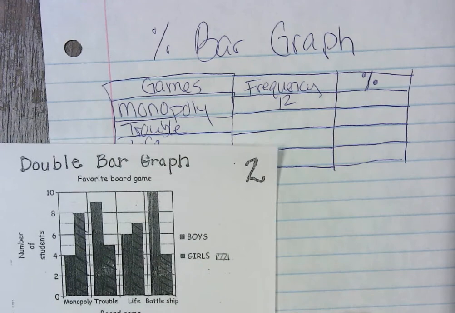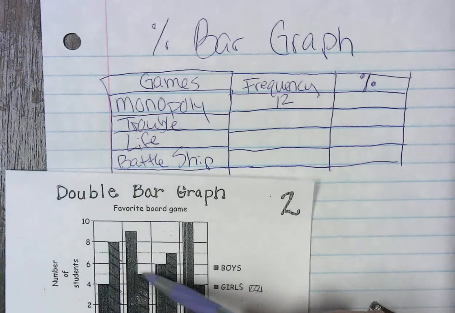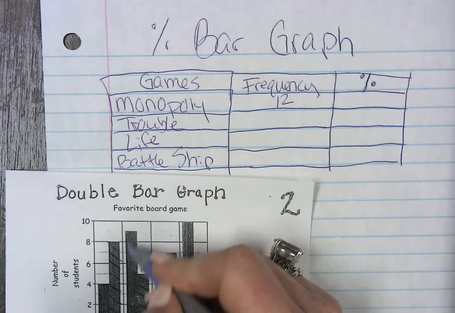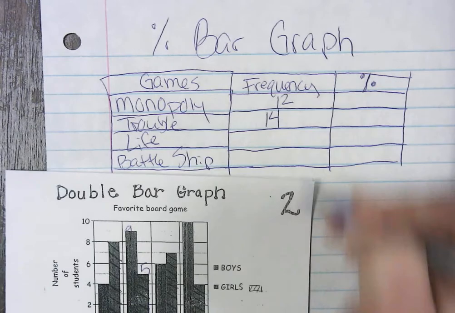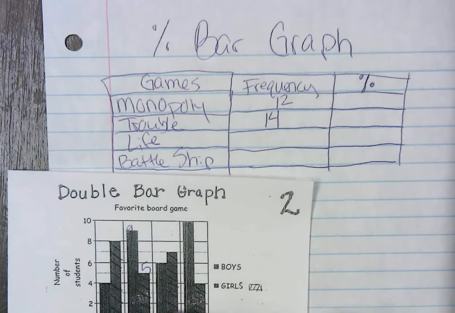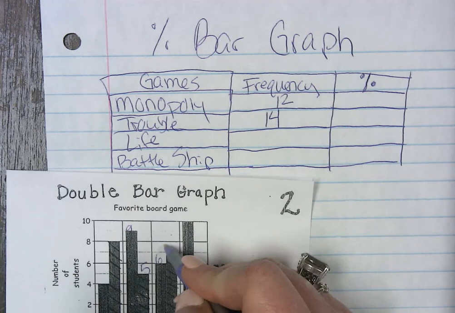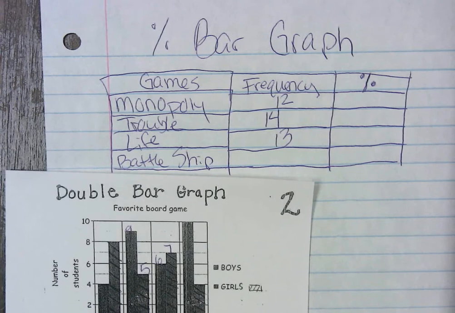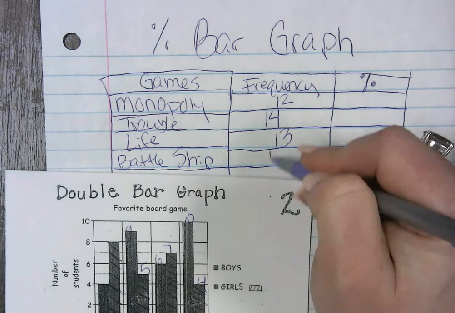What about Trouble? Now those bars don't go up to a number, but they go in the middle. So what's in between 4 and 6? 5. In between 8 and 10, 9. So what's 9 plus 5? 14. Life, add those two bars together because I want to know how many total students. 6 plus 7, 13. And then for Battleship, 10 plus 4 is 14 again.